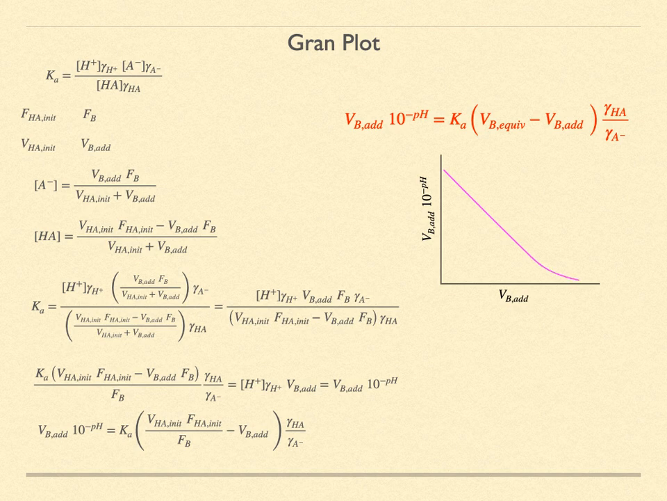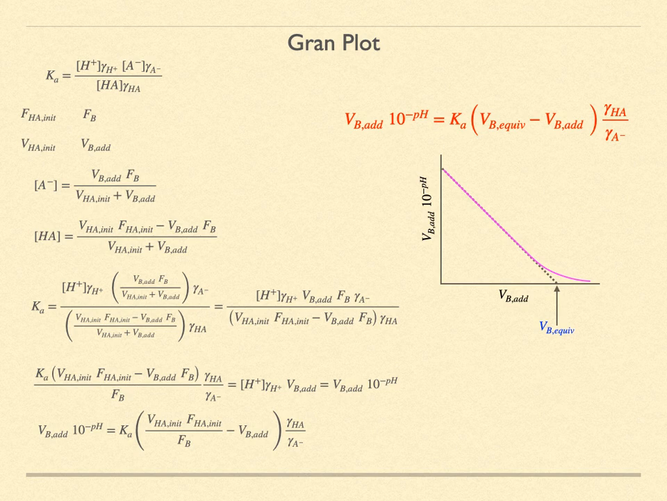Near the equivalence point, the experimental data starts to curve off. 10 to the minus pH never goes to 0. But it is easy to extrapolate a straight line from the rest of the curve down to the x-axis. This is the equivalence point. In practice, there can still be some curvature because of changes in the activity coefficients for the weak acid and its conjugate base. The ionic strength of the solution is changing during the titration.